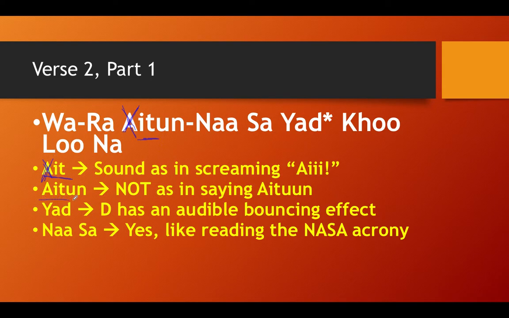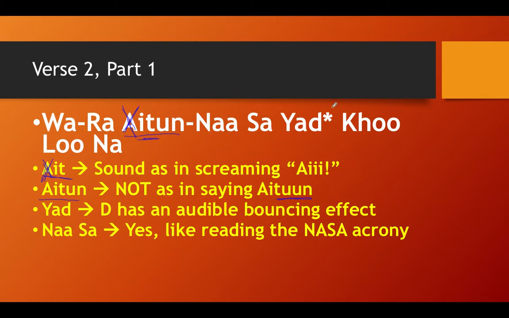And then you have aitan over here. This is another tricky one, aitan as a whole. Because you're not saying aiton, okay? The T-W-N would make the ton sound, or you could think of it as T-O-O-N, making the ton sound. So it's just making the sound aitan, not aiton, okay? And then next you have yad.